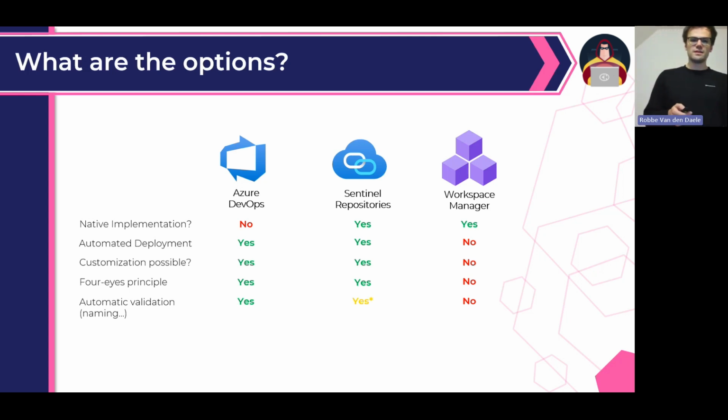And then last but not least, Workspace Manager. Workspace Manager doesn't really hold CI/CD automatic deployment. It's just a way of managing multiple tenants. So it's not something we recommend, because the advantages of CI/CD are not in there. We typically recommend customers to go with Azure DevOps just because of the customization and so many templates being available. The step in might be a little bit bigger, but in the end, we see a lot of companies hitting the limitations of Sentinel repositories. So that's why we prefer Azure DevOps.